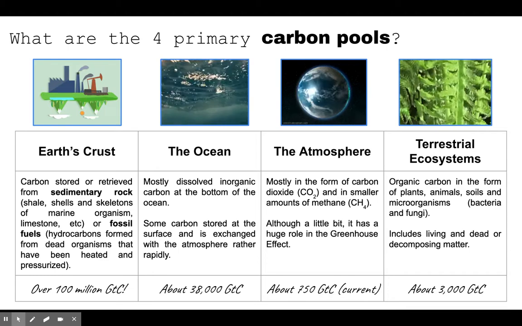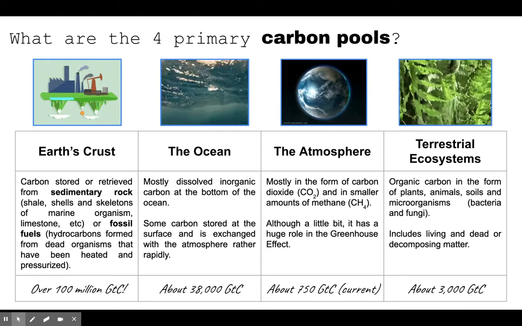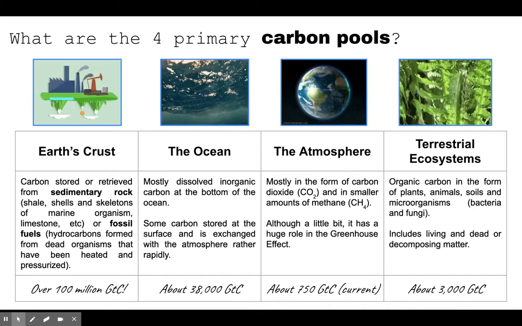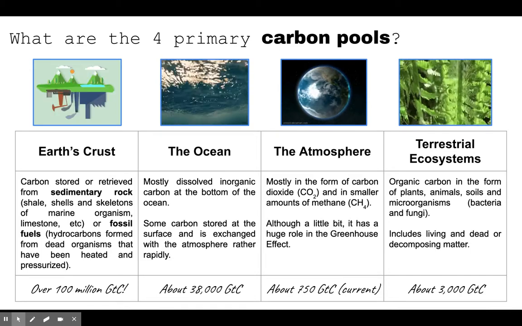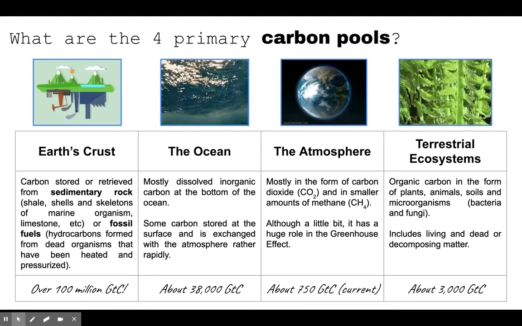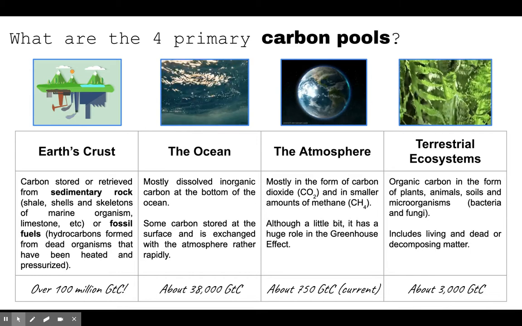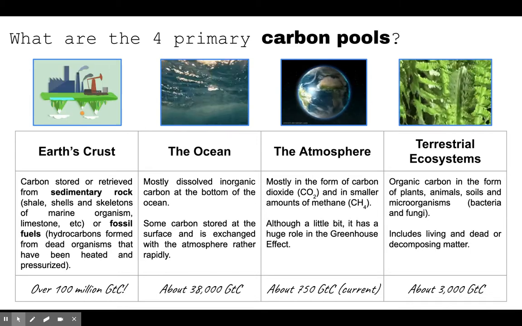The last carbon pool that we need to know about and care about are terrestrial ecosystems. This is everything ranging from plants and animals, soils, and the microorganisms that live within it, including bacteria and fungi. It's important to note that when we talk about those things, we're talking about whether they are living or if they're dead and decomposing. And as far as how much carbon is stored in those terrestrial ecosystems, it's only about 3,000 gigatons.